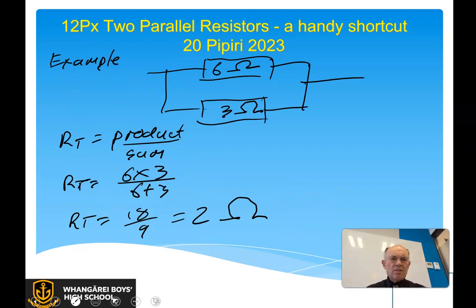So if we look at this one, here's an example. The first example is a 6 and a 3. We can do it with 1 over the total is equal to 1 over the 6 plus 1 over the 3, and you'll see the answer is 2. But here we have product: 6 times 3 over 6 plus 3, which is equal to 2. And if we did it the other way, we get 1 over 6 plus 1 over 3 is 1 over the total. So that's 1/6 plus 2/6 makes 3/6. So 1 over the total resistance is 1 over 2, and the total resistance is 2. I like this way more.